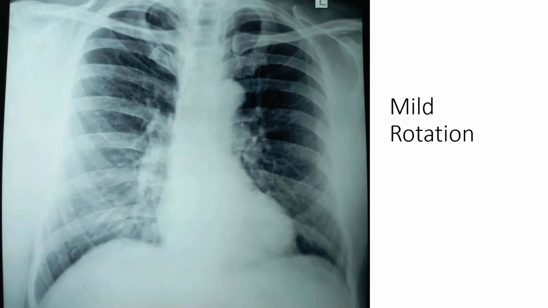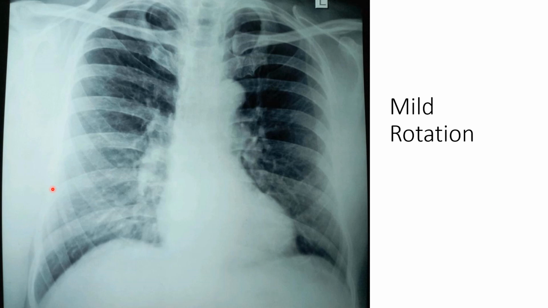Now look at this x-ray. On a superficial look you might find a sort of whiteness over here, right? So in the mid and lower zones of the right lung. And this patient never had any respiratory symptoms. This x-ray was done for a pre-anesthetic checkup. Finding this abnormality, a CT scan was ordered, and the CT scan was showing a normal lung parenchyma.